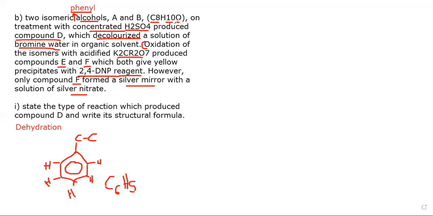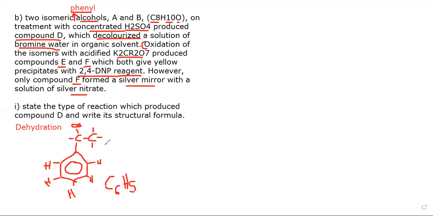Now it must be an alcohol, right? So one of these carbon atoms must have an OH group. At this point, it doesn't matter where the OH group is. All right, let me put it here. So let's say the OH group is there. Hydrogen would be there, hydrogen, hydrogen, hydrogen.